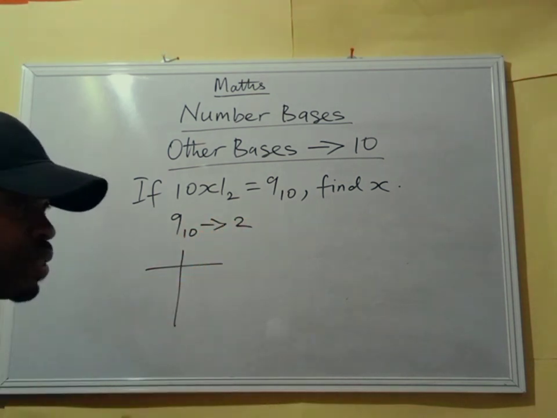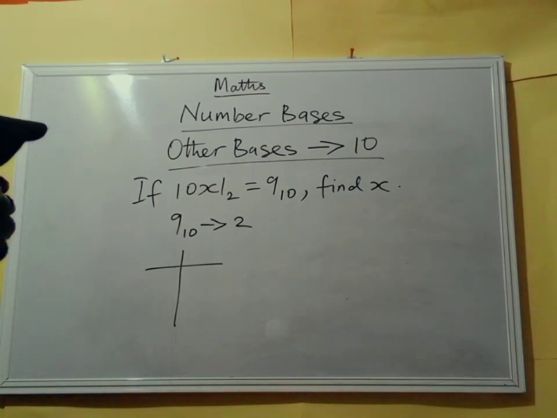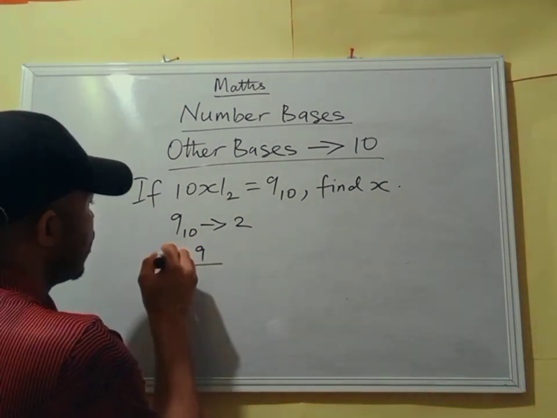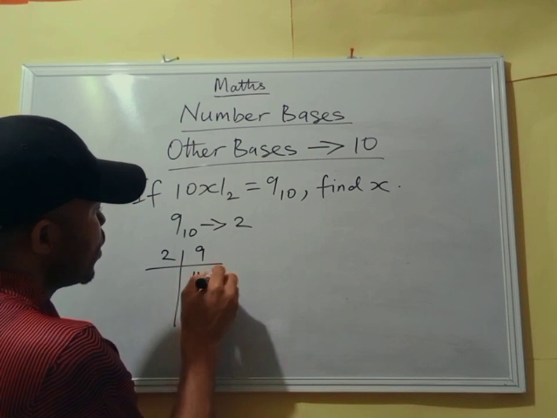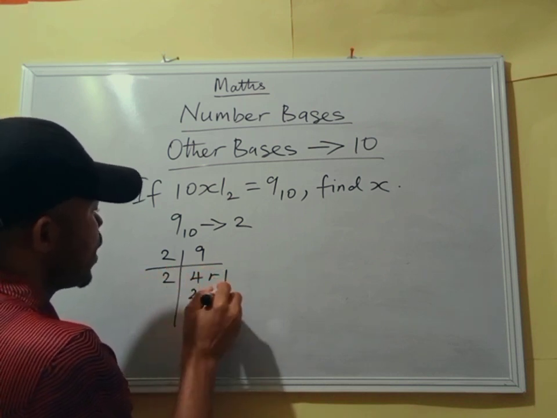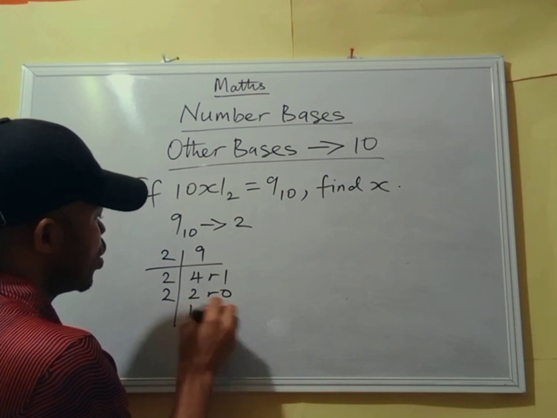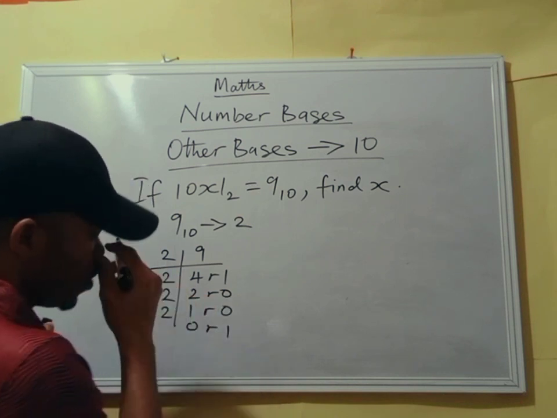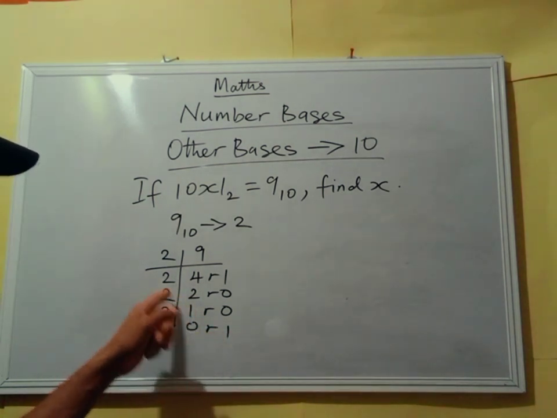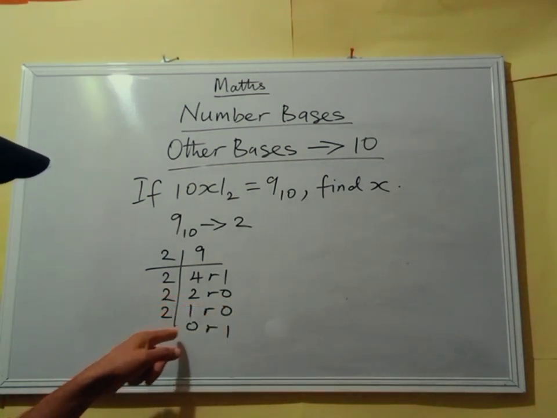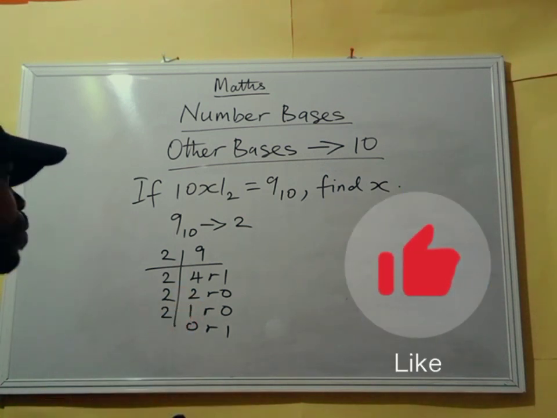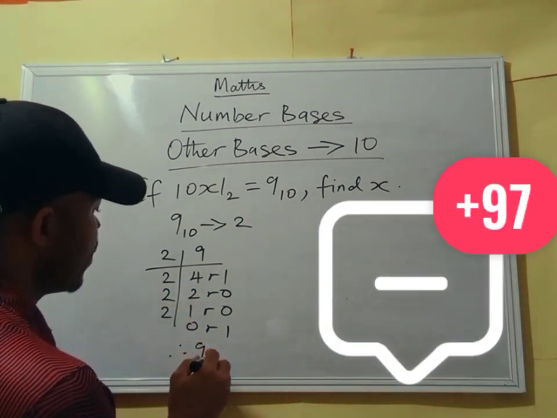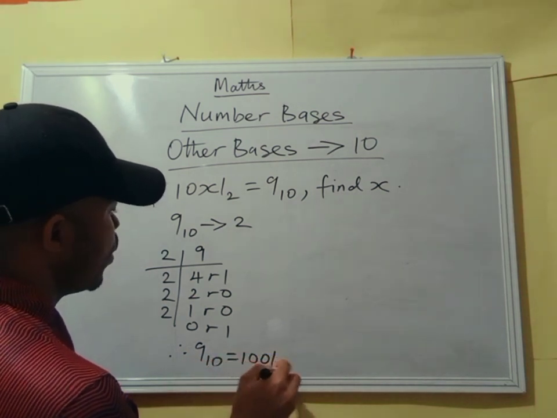Remember, from base 10 to any other base is the table method. From any other base to base 10 is the linear method, the one we just saw previously. So we put the 9 here and 2 here. 2 into 9, 4 remainder 1. 2 into 4, 2 remainder 0. 2 into 2, 1 remainder 0. 2 into 1, 0 remainder 1. So whenever we have the same numbers here and zeros here, it means that's the end of the division. So we have therefore 9 base 10 equals 1001 base 2.